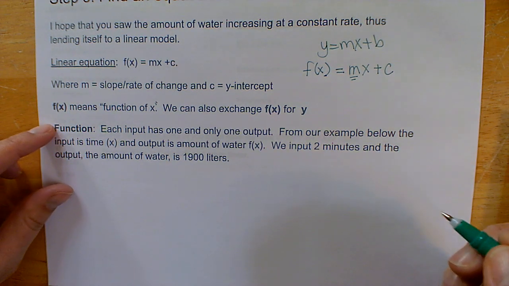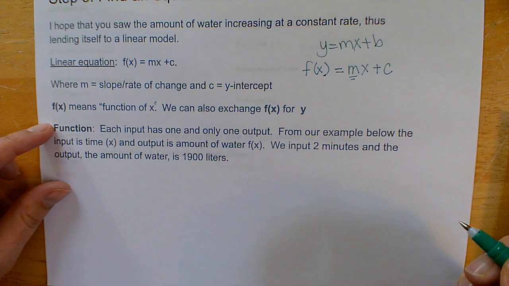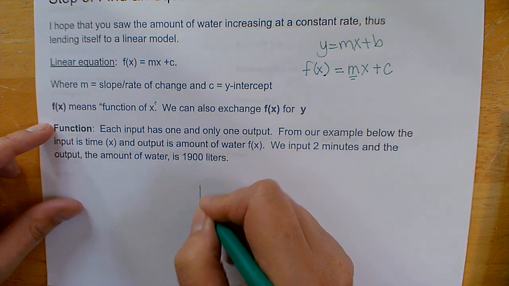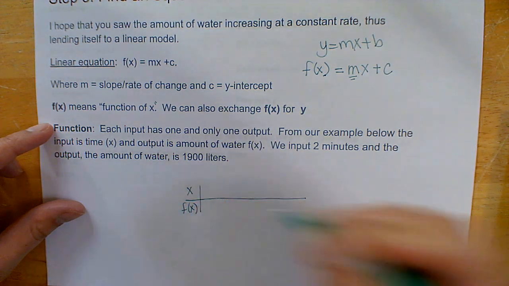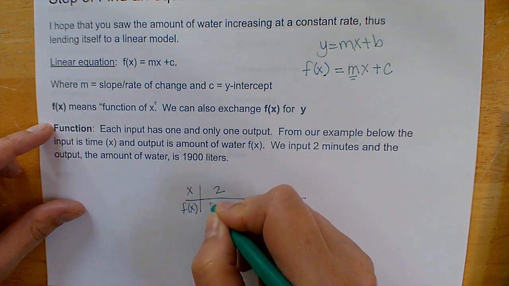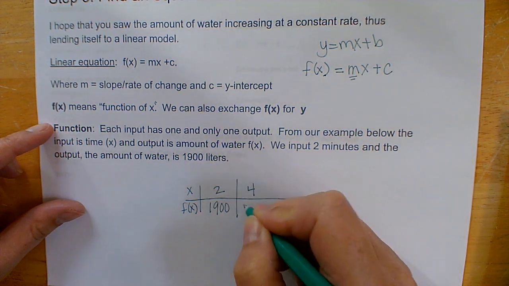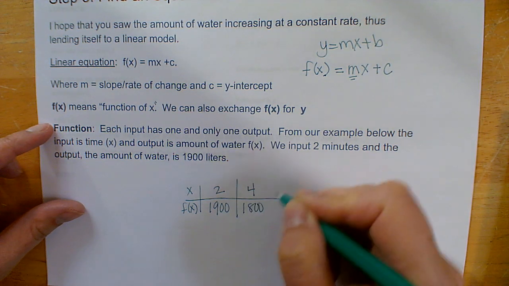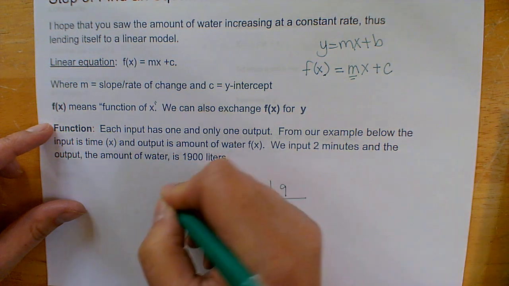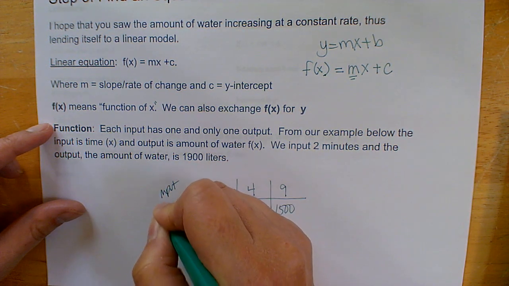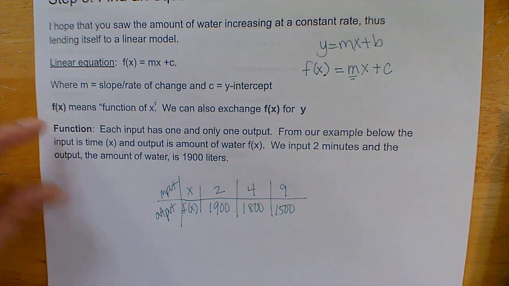Function. What is the definition of a function? Each input has one and only one output. From our example below, input is time and output is water. So x, f of x. We input 2 minutes and we get out 1900 liters. We input 4 minutes and we get out 1800 liters. We input 9 minutes and we get out 1500 liters. So this is going to be our input and this is going to be our output. We put in, we get out. Okay.